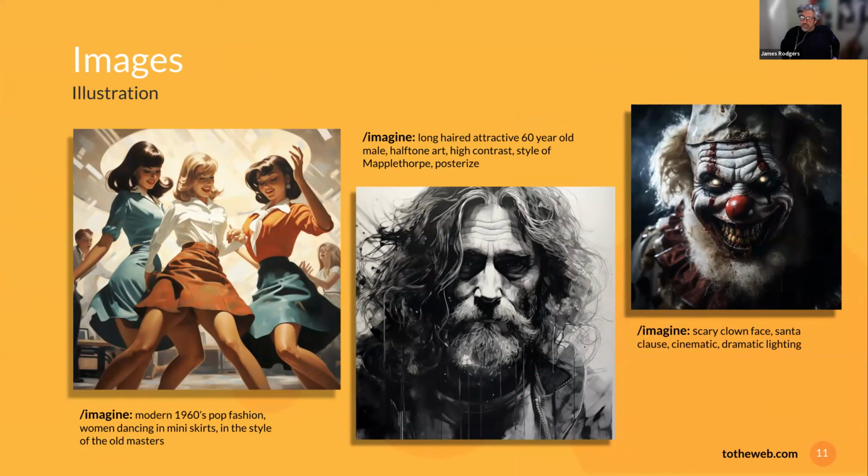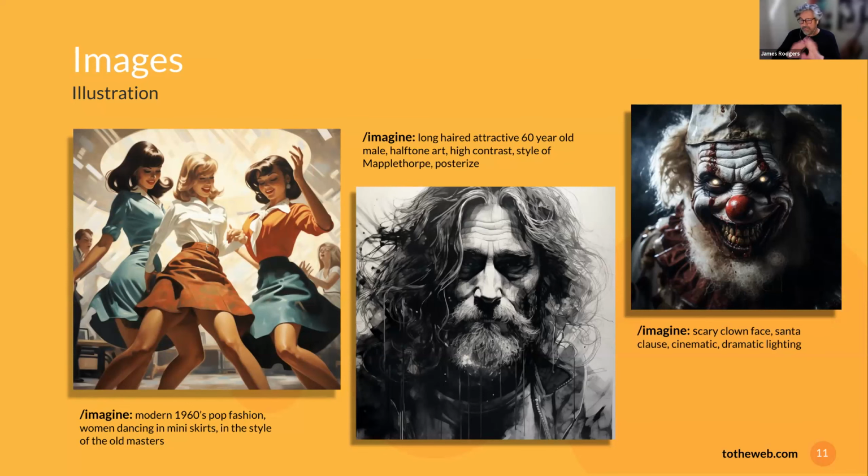The middle one is just an example of how you can change styles and get a nice halftone art type, high contrast style. And the one on the right is a scary clown. It's a really simple prompt, and it's just amazing what comes out of this, and it's so realistic. I did a lot of different scary clowns. This one I changed the prompt from just scary clown face to Santa Claus, and it gave me this white hair and a white beard, so you can really tailor it.